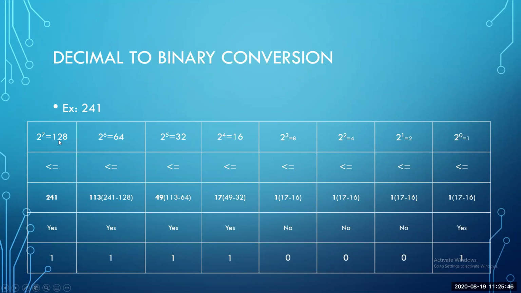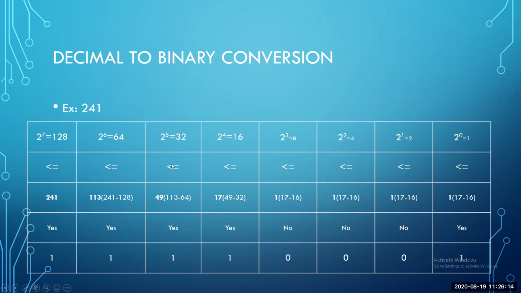So is 128 less than or equal to 241? Yes, it is. So we put a 1. Now we subtract 128 from 241. That's how I got 113. Is 64 less than or equal to 113? Yes. So I put a 1. Then I subtract 64 from 113.